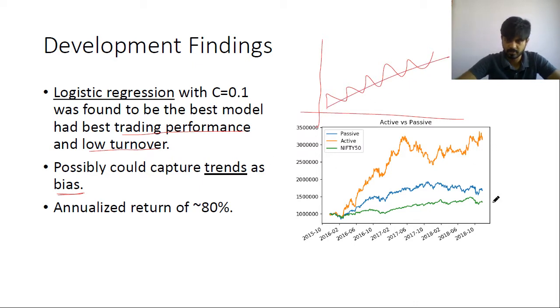And a note on performance. We got an annualized return of 80% for the strategy. Here we have a passive buy and hold for the same 5 stocks used during development, and this is the Nifty 50 for comparison.